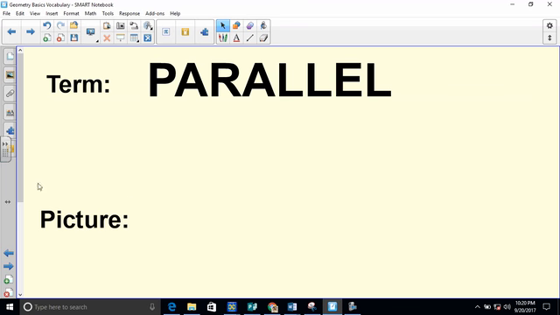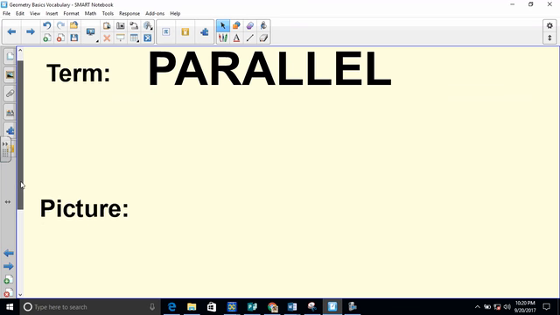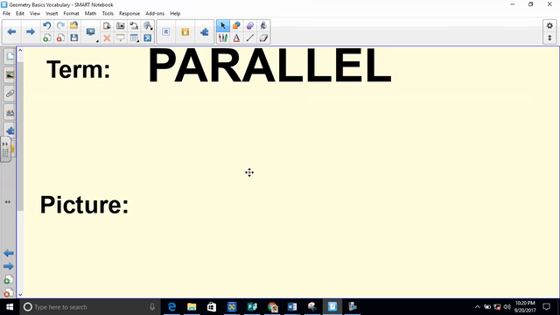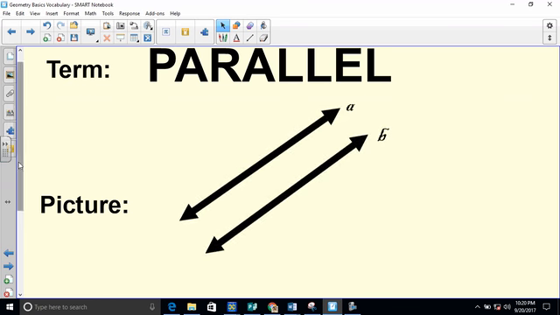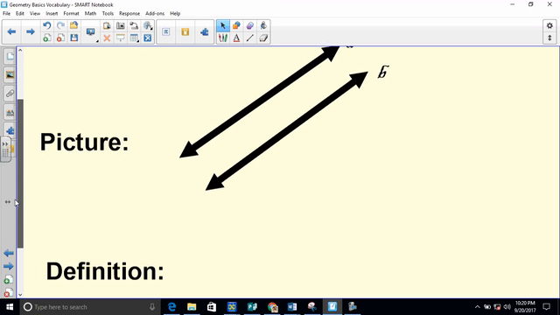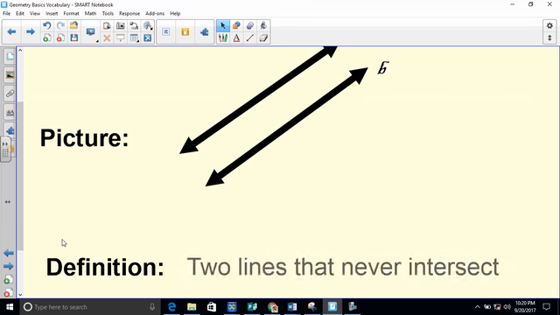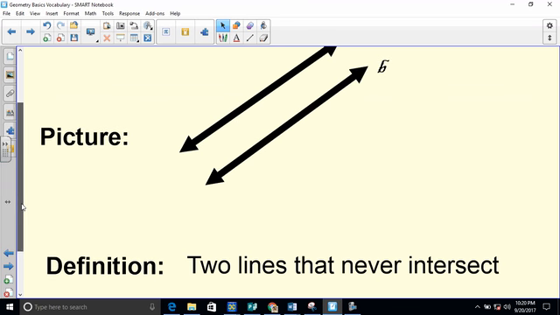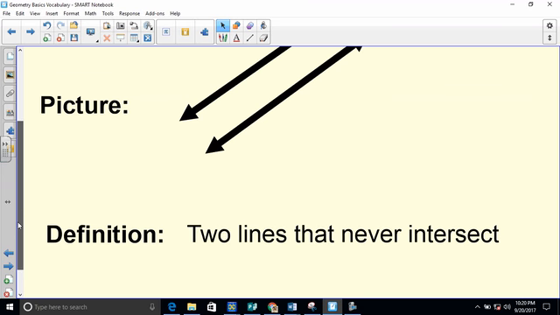Parallel lines. Now I'm pretty sure you've heard of parallel lines before and you've seen that. So they look like this. And these are 2 lines that never intersect. They stay the same distance apart and they never touch each other.